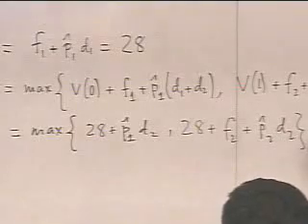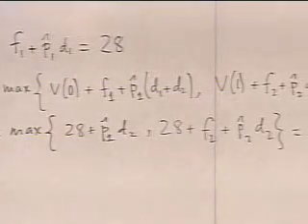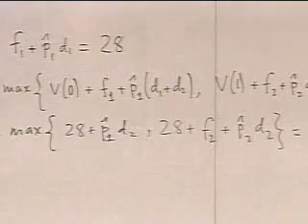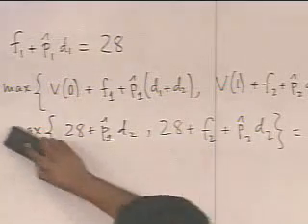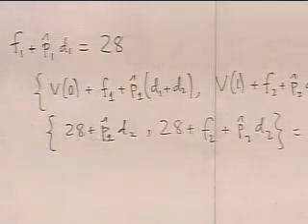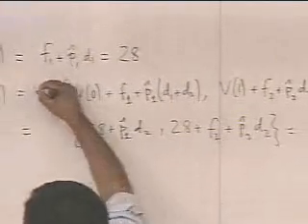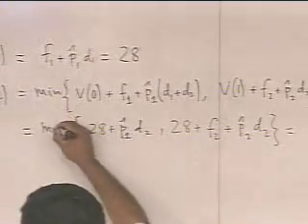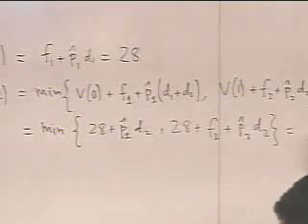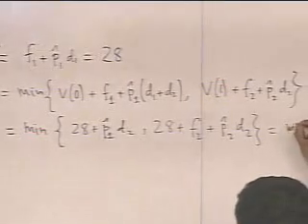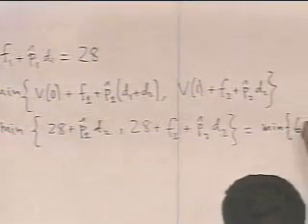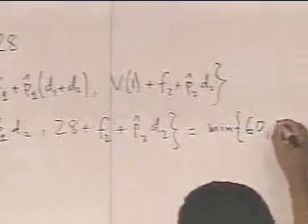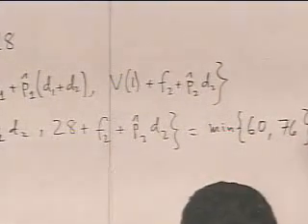If you compute the numbers, this turns out to be the maximum, or sorry, I don't want maximum, I want minimum. I'm not maximizing my cost, I'm minimizing my cost. So that turns out to be the minimum of 60 and 76, which is 60.